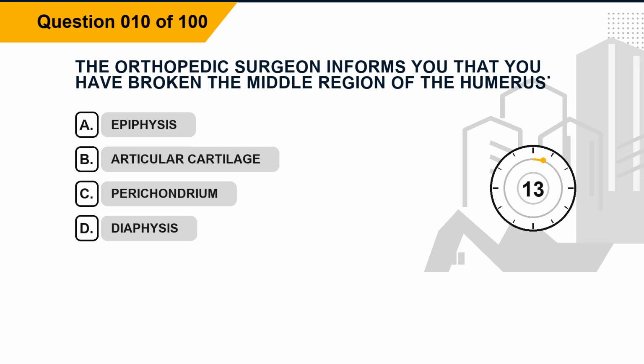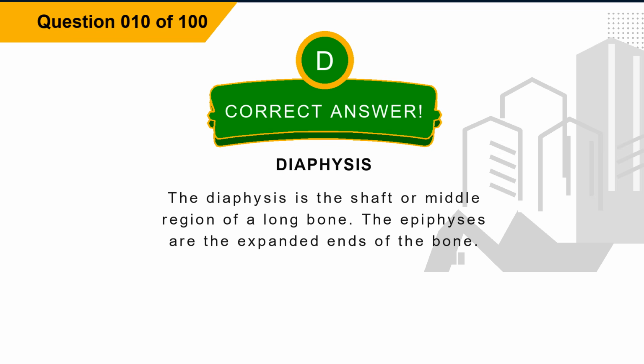Question 10. The orthopedic surgeon informs you that you have broken the middle region of the humerus. Option A, epiphysis. Option B, articular cartilage. Option C, perichondrium. Option D, diaphysis. The correct answer is option D, diaphysis. Explanation. The diaphysis is the shaft or middle region of a long bone. The epiphyses are the expanded ends of the bone.